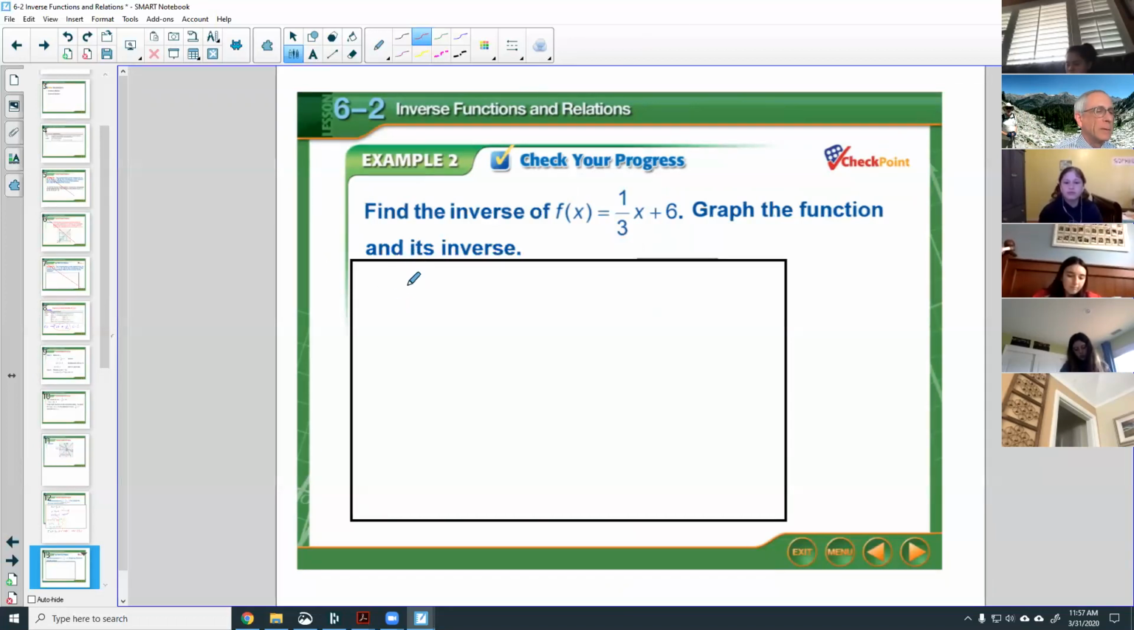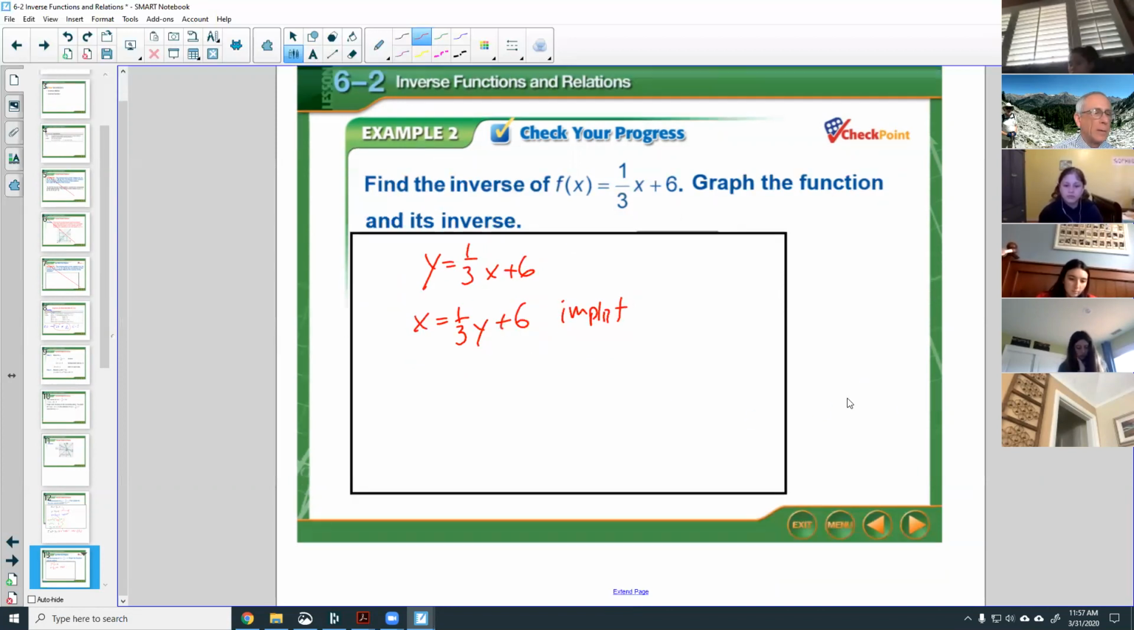So first I got it to the implicit form of the inverse. So I did y equals 1/3 x plus 6. And then I did x equals 1/3 y plus 6. Great. This right here is the implicit form. Great. Super. What next?